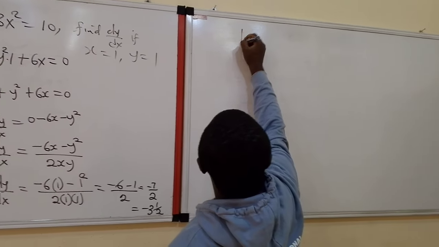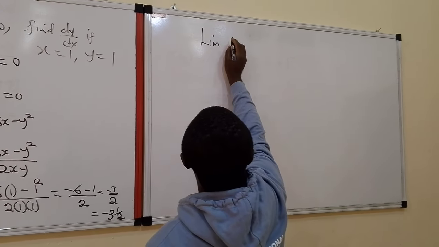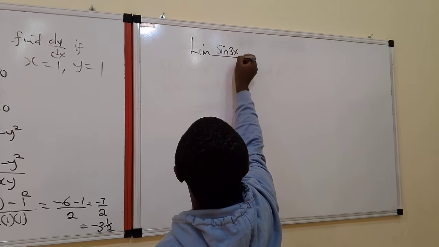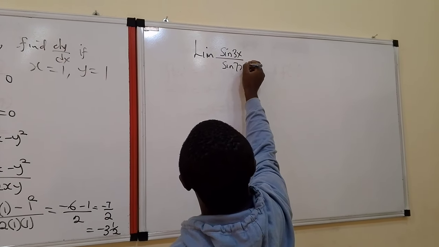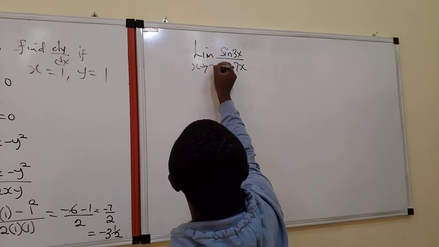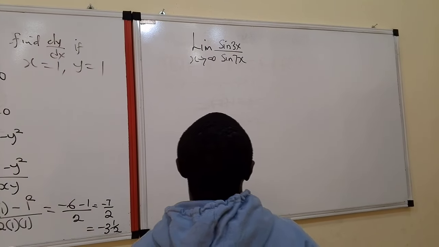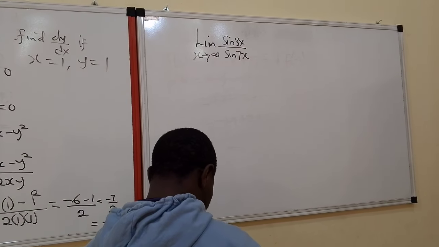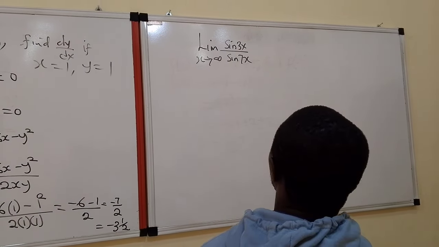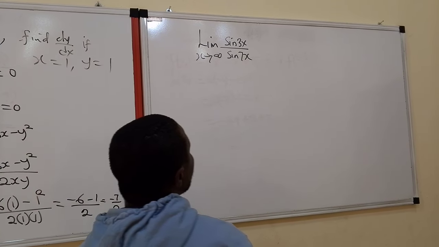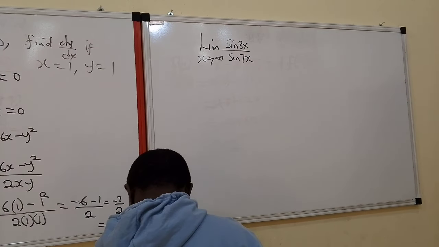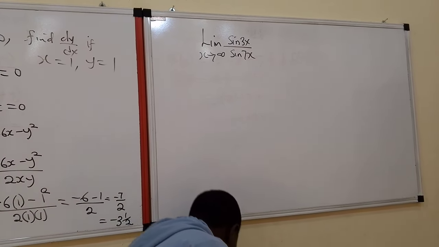We have this limit of sine 3x over sine 7x as x tends to infinity. Now you have this. What do we do here? We cannot substitute. So we apply L'Hopital's rule.